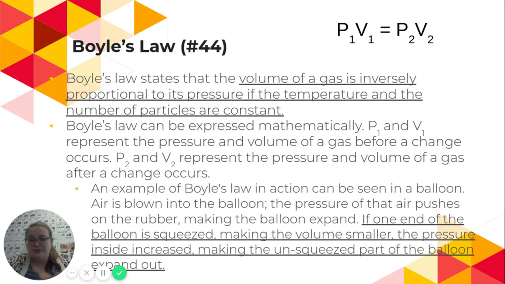Boyle's law description states that the volume of a gas is inversely proportional to its pressure if the temperature and the number of particles are constant. So the formula for this one is P1 times V1, pressure 1 times volume 1, your initial pressure and volume, equals your P2 times V2, or pressure 2 times volume 2. So this is the pressure and volume after a change has occurred.